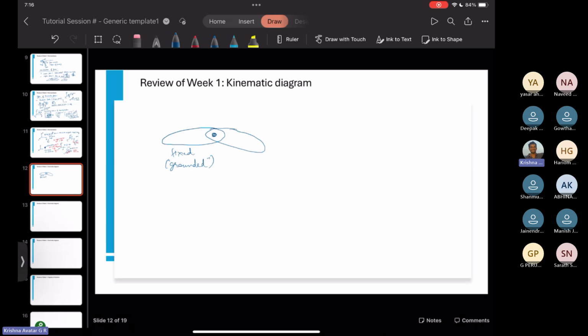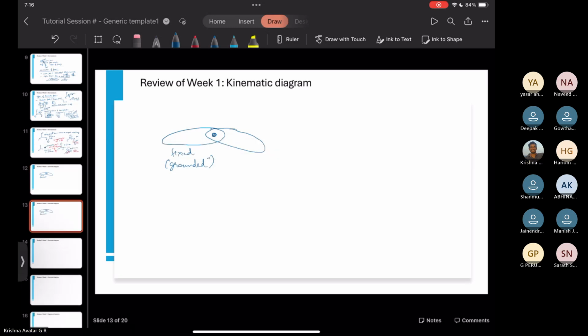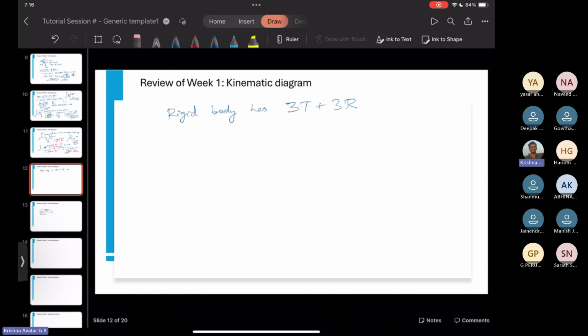Okay, I think there was something more that I want to discuss here, because then it will make this problem much easier to understand. So we were talking about rigid bodies. A rigid body has 3T plus 3R degrees of freedom.